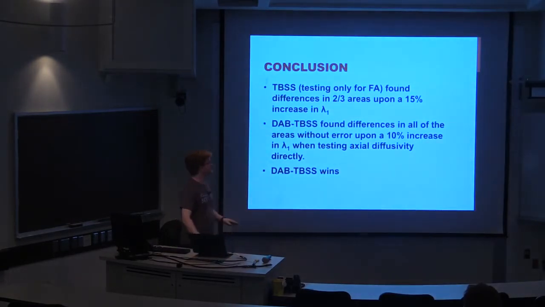So in this case, the conclusion is that TBSS did find differences in 2 out of 3 areas for a 15% change in magnitude, but DAB TBSS was more successful at detecting these differences upon only a 10% increase in the principal eigenvalue, and because 10% is lower than 15%, so it detected a more solid difference successfully, DAB TBSS wins.